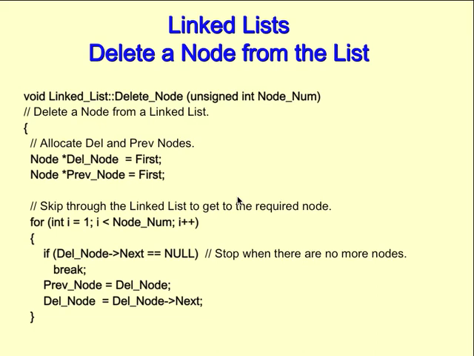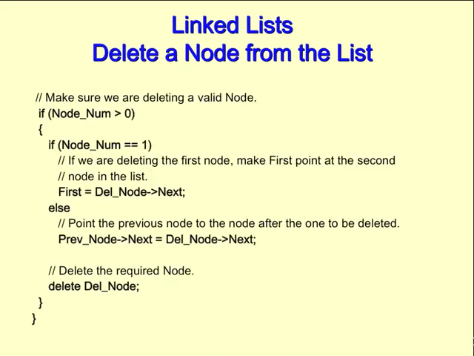So we have to keep track of two nodes: the one we're going to delete, and one right next to it or right before it, because we're deleting it from the front. We're going to do the previous. So we skip through the linked list to get to the required node. We find the required node. Here's the stop when there are no more nodes. Otherwise, find it. And we've got the delete and the previous going on.